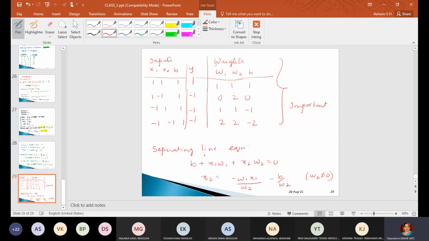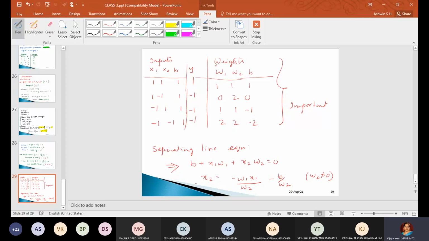So we are making use of this separating line equation. You may ask me how I got it. We can derive it from the condition x1 w1 plus x2 w2 plus b equal to 0, but that is not required, so I am directly giving you the equation. It is x2 equals minus w1 x1 by w2 minus b by w2, provided w2 is not equal to 0. Now refer to this table and write four equations.